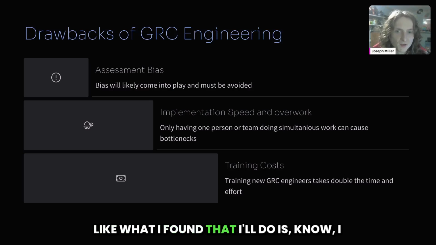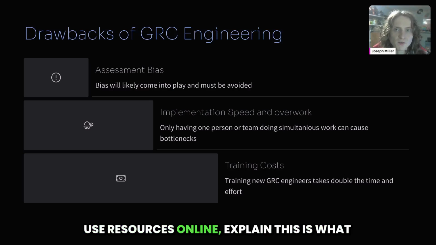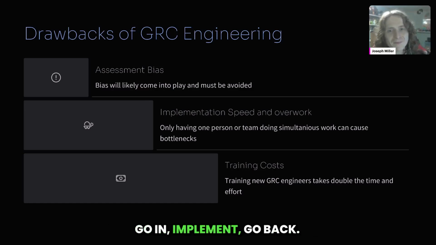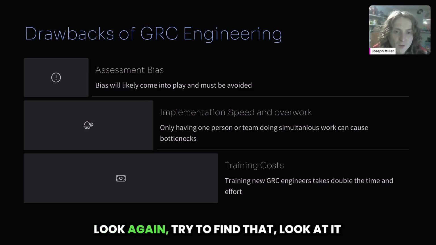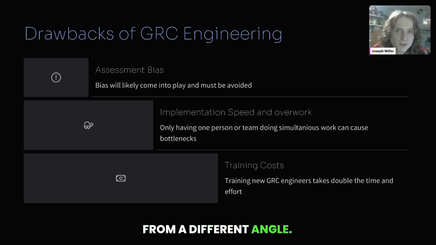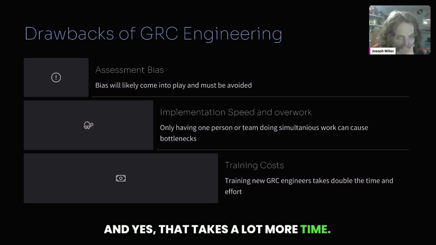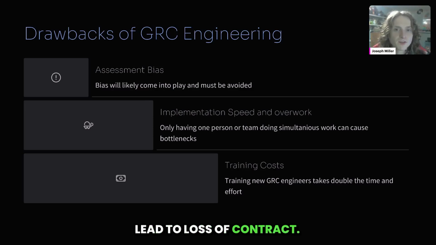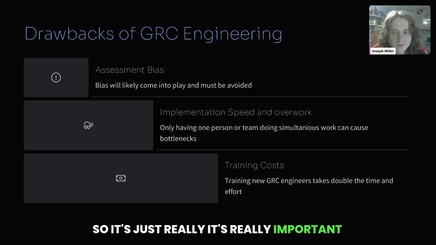What I found that I'll do is, I use resources online, explain this is what this regulation means, this is what your controls mean, and so on. Go in, implement, go back, look again, try to look at it from a different angle. And yes, that takes a lot more time. But if you don't do that, that bias could lead to loss of contract. It could lead to legal issues. So it's really important that you get that right.